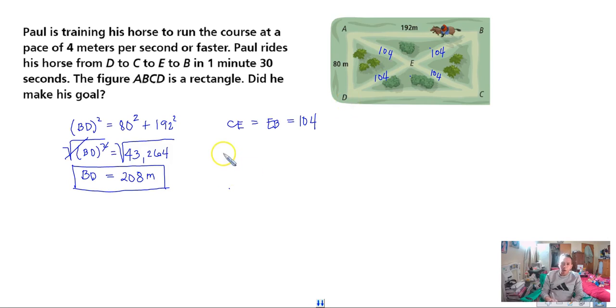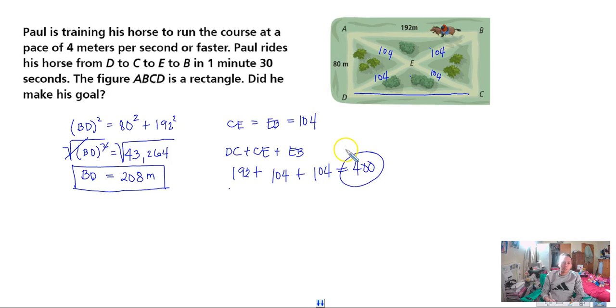So you're going to add all of those numbers that we have. We have your DC plus your CE plus EB, because we are looking at if Paul made his goal, did he achieve his goal? So DC, this measurement here, is 192, plus your CE, which is 104, plus EB, which is also 104. Add them together, it will give you 400.